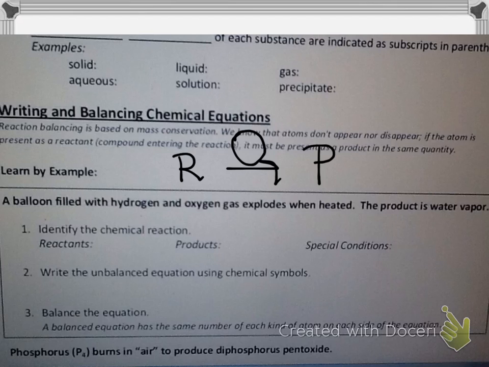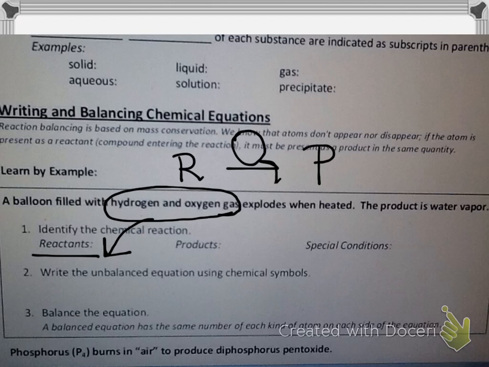So how do we know a reaction even took place here? It says a balloon filled with hydrogen and oxygen gas explodes. That word explodes, explosions are descriptions of chemical change. So when something explodes, we know a chemical reaction occurred. What reagents were involved in the chemical reaction? Well, the balloon was filled with hydrogen and oxygen gas. So our reagents are hydrogen and oxygen gas. Our reactants.